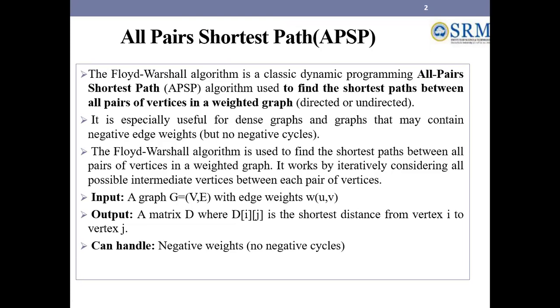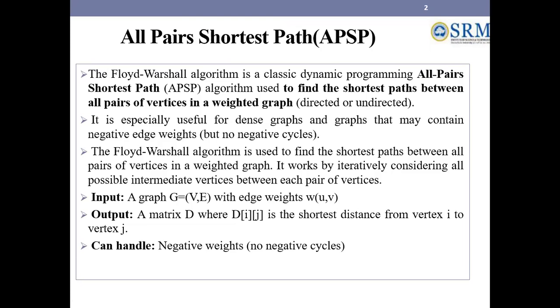It is specially used for dense graphs, where graph may contain negative edge weights. Here, the edge can contain negative weight value. Weight can be positive or negative. So this approach can be applied for negative edge weight graph. But there should not be any negative cycle. And dense graph can be applied in Floyd-Warshall algorithm to find all pairs shortest path.